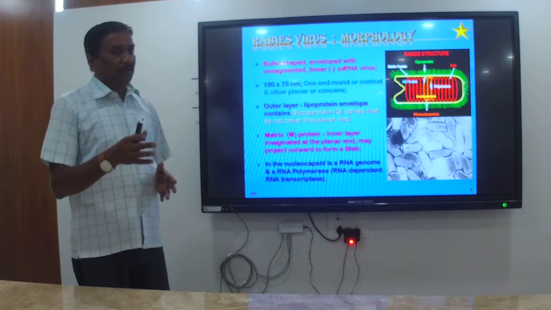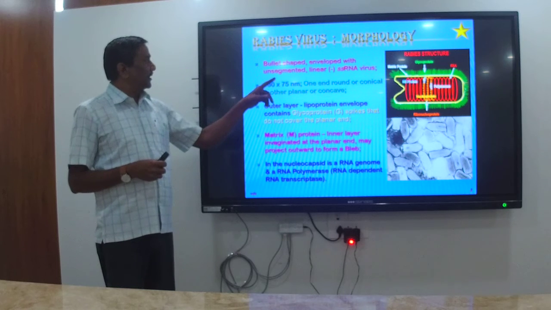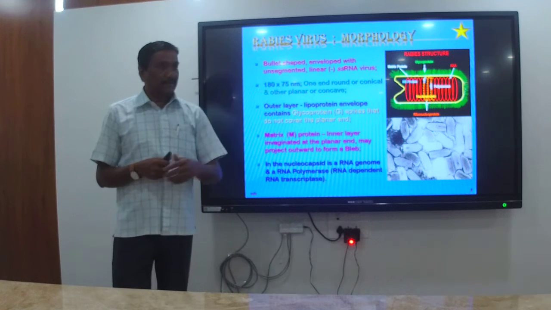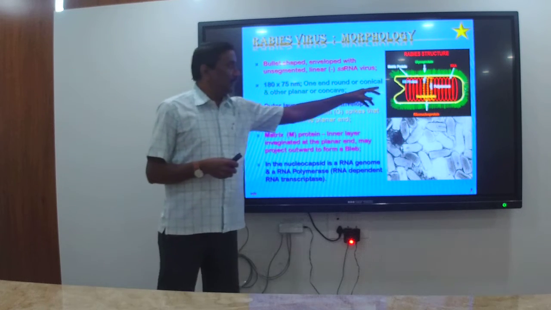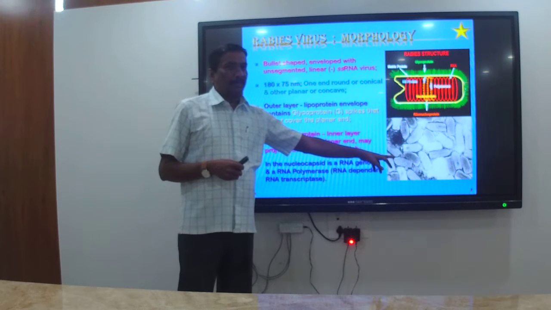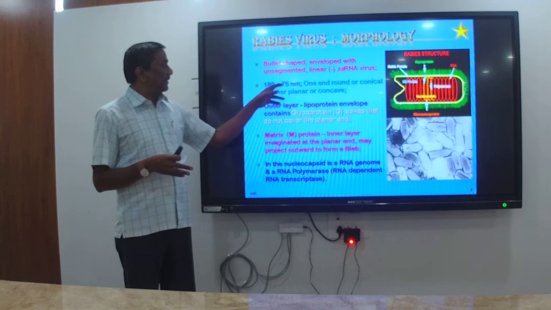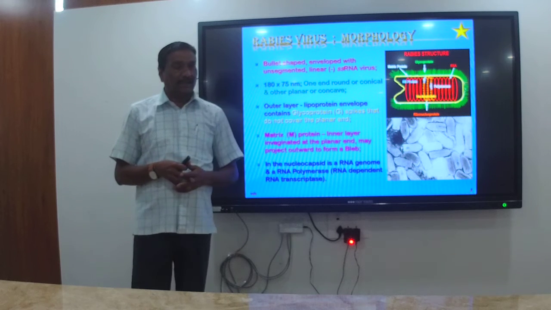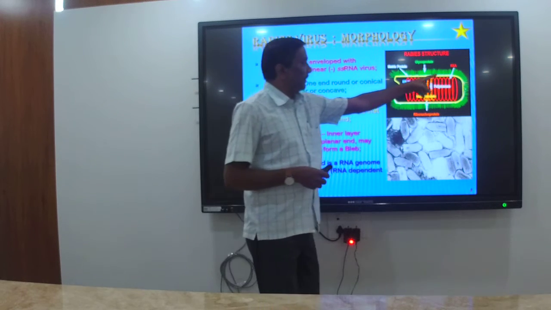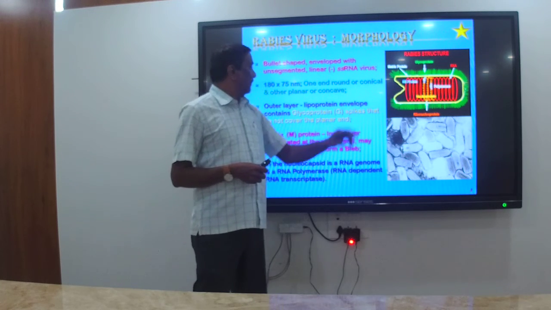Now, rabies virus, morphologically, as we have discussed previously, is a bullet-shaped enveloped virus with an unsegmented, linear, negative sense, single-stranded RNA genome. Here is a diagrammatic representation to understand the morphology of the virus, and this is the electron microscopy picture of the virus. It measures about 180 by 75 nanometers in size. The shape is bullet shape. One end is conical, here you can see it's conical, and the second end is planar or concave.